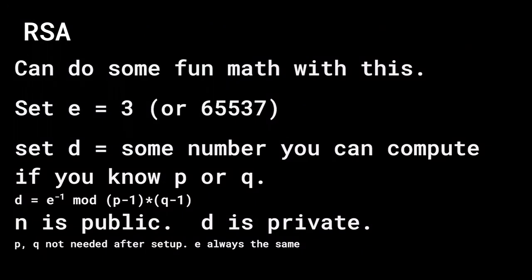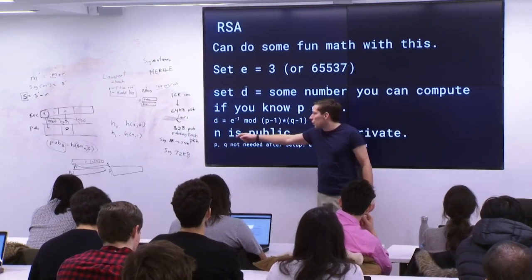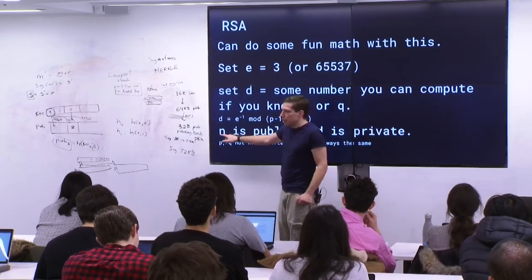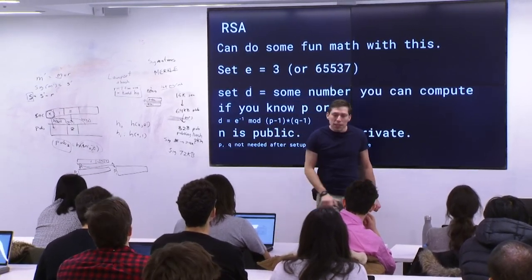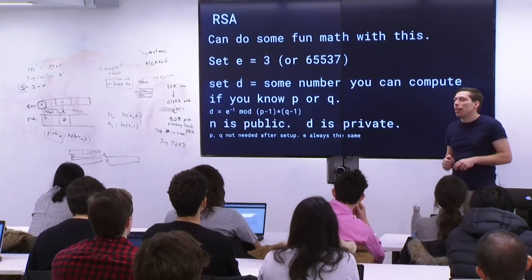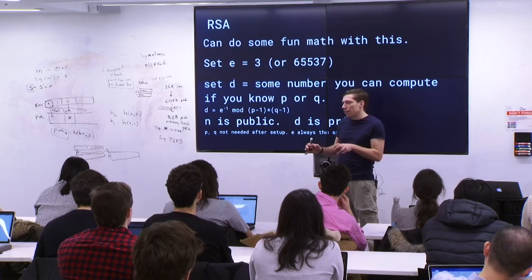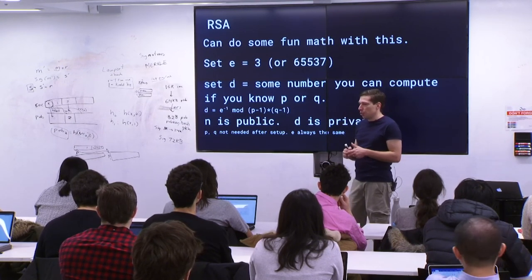So I'm just going to go through it really fast, but if you know any of this, it's kind of cool. The idea is you can do a bunch of multiplication and exponentiation modulo N. And because N is almost prime, there are some interesting properties where if you know the factors of N, you have these shortcuts you can do.